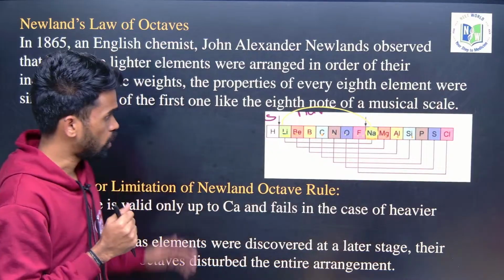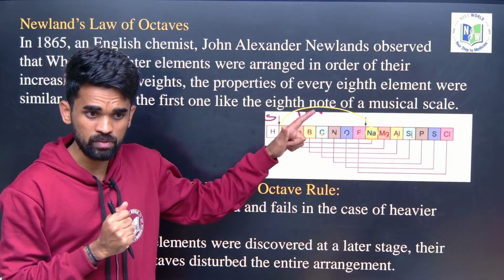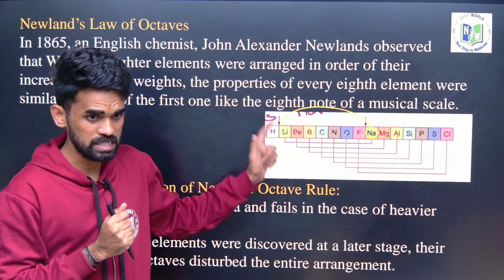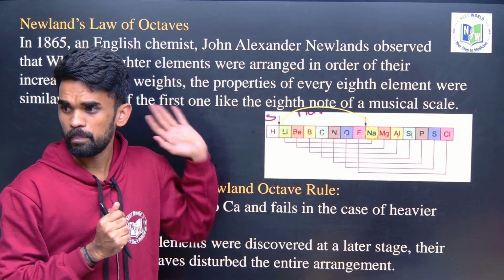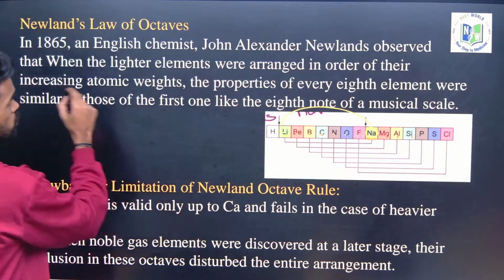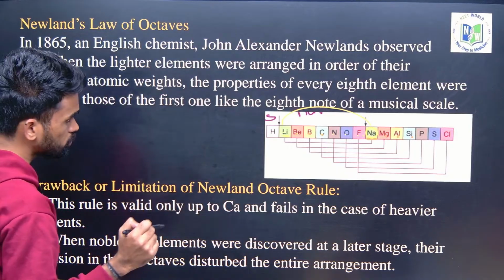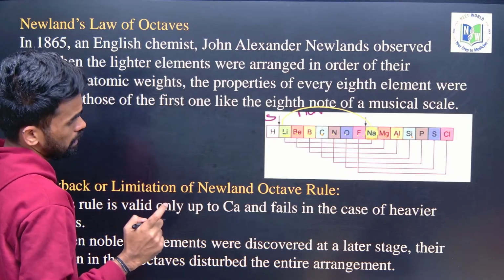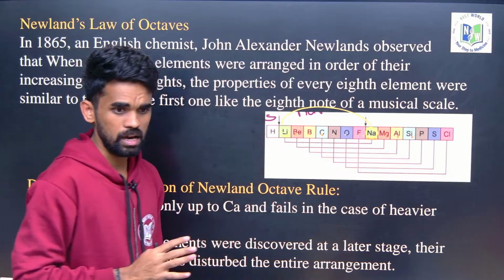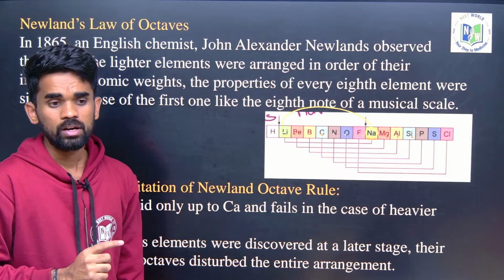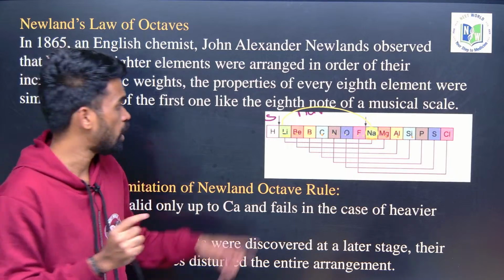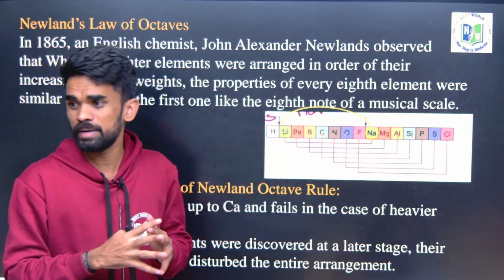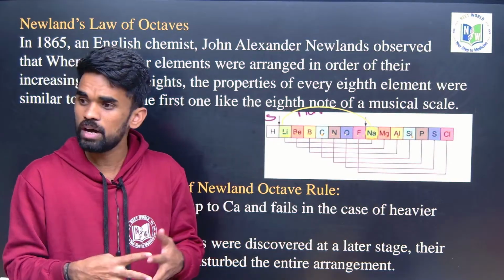Now how were they arranged? In increasing order of atomic weights first, then the first element and 8th element have similarities in their properties. You can read this. And one more thing, when he proposed this Newton's law of octave, noble gases were not discovered. Therefore we got first element and 8th element similarities. Now we have noble gases.